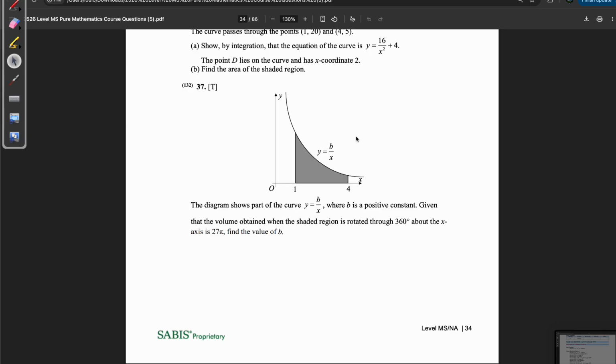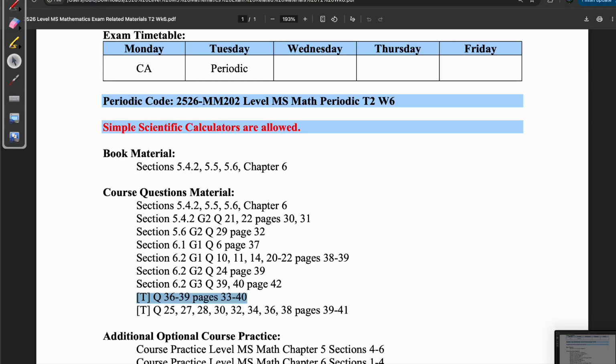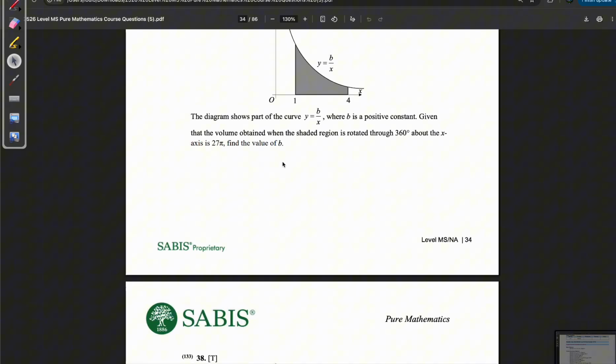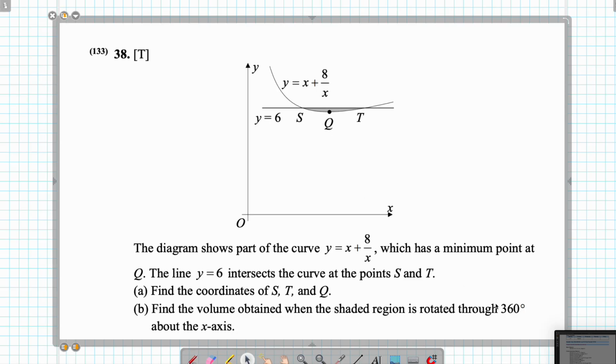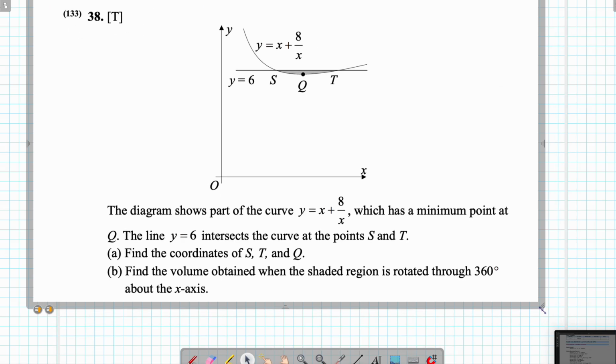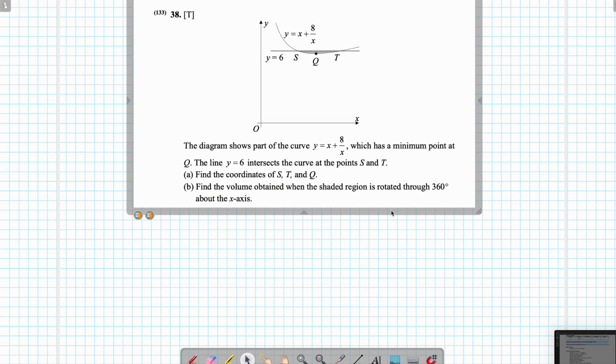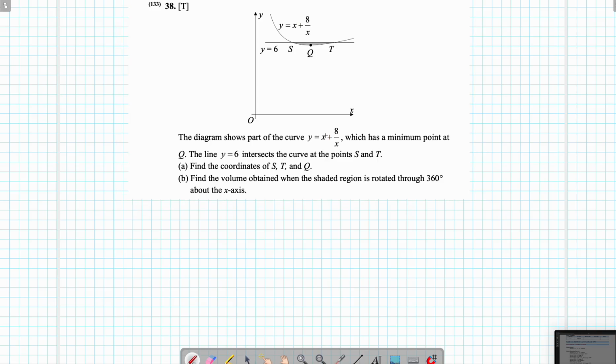Now we move to question 38. The diagram shows part of the curve y is equal to x plus 8 over x, which has a minimum point at q. The line y is equal to 6 intersects the curve at the points s and t. Find the coordinates of s, t, and q. Okay. Let's just first solve part A. So let's find s and t.